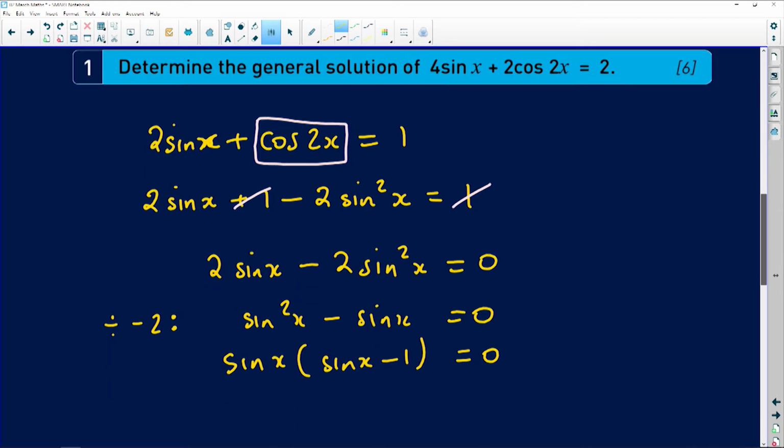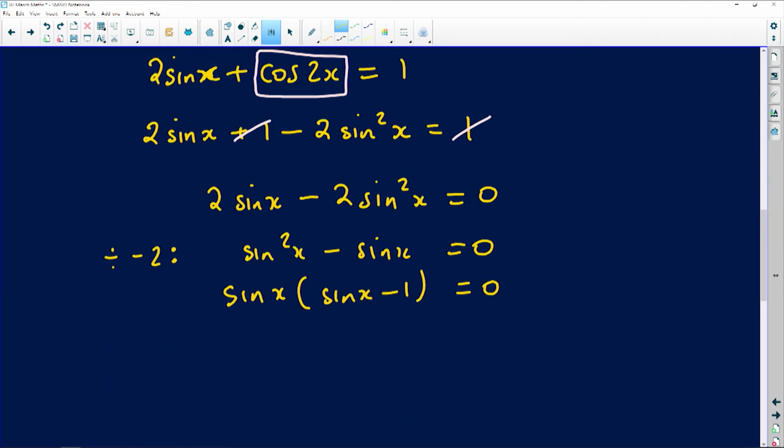And then from this, we can simply see that according to the zero factor law, when you multiply 2 things, you get an answer of 0. That means sine of x is 0, or it means that the sine of x in this case is simply going to be equal to 1.